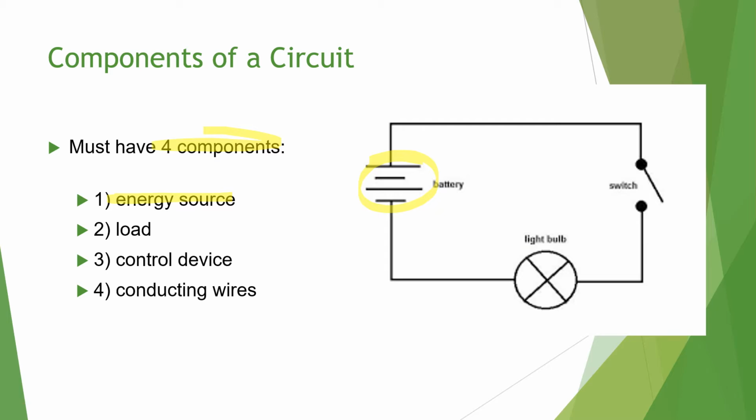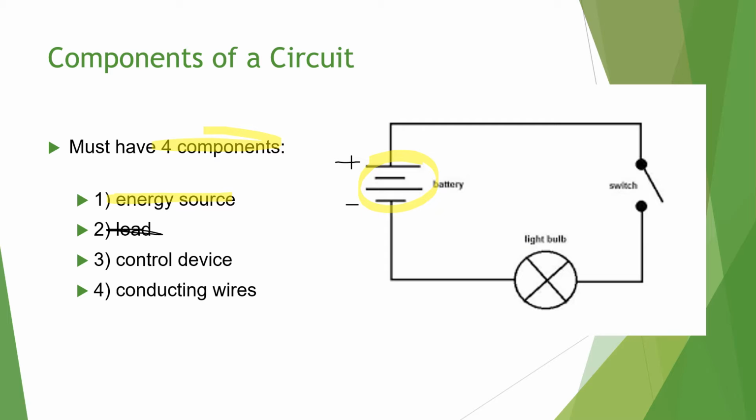This is representative of the positive terminal or the cathode. This is representative of the negative terminal. The smaller line is always the negative and the longer line is always the positive. An energy source provides energy for electricity to travel through the circuit, to get the electrons moving. Some examples of an energy source would be a battery or an electric cell or an outlet. That's going to provide the circuit with electricity in order for electrons to be able to flow.